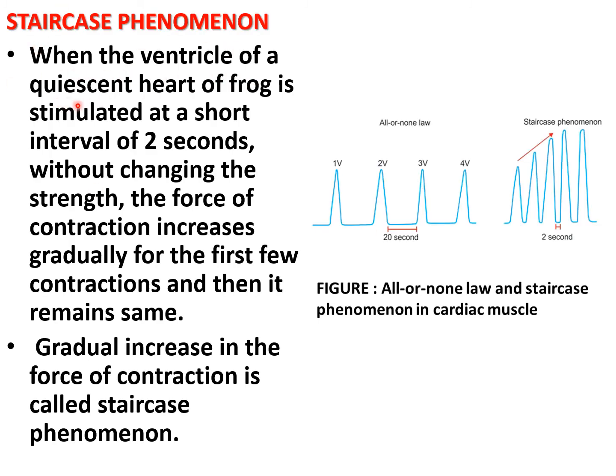Then the staircase phenomenon. When the ventricle of the quiescent heart of the frog is stimulated at a short interval of about 2 seconds, without changing the strength, the force of the contraction increases gradually for the first few contractions and then it remains the same. A gradual increase in the force of the contraction is known as the staircase phenomenon. So for the first few contractions, the amplitude of the contraction increases but then it remains the same. This is known as the staircase phenomenon.